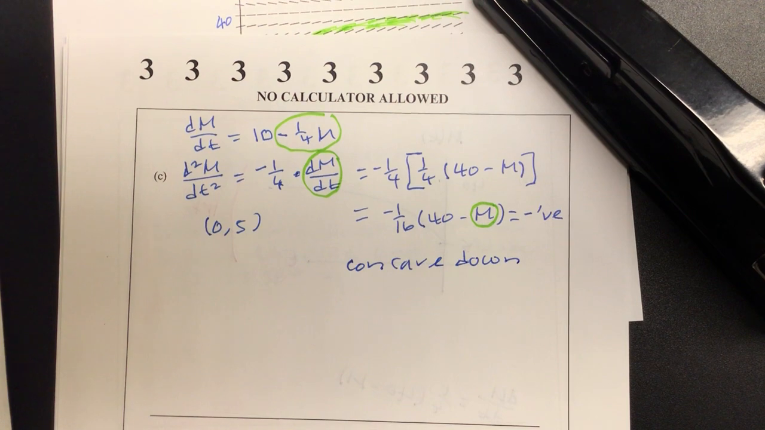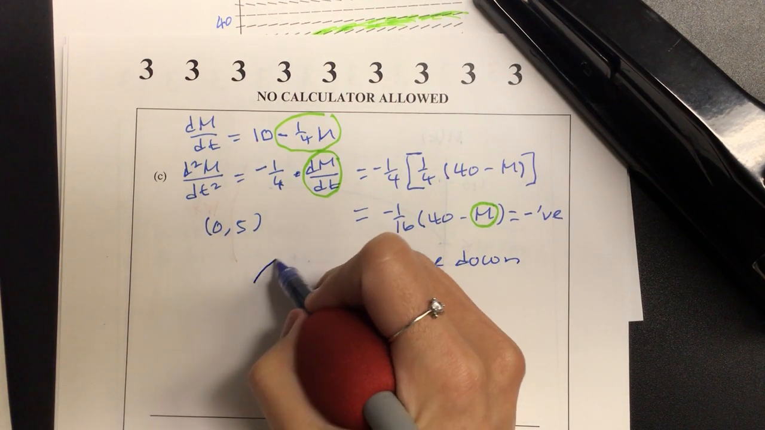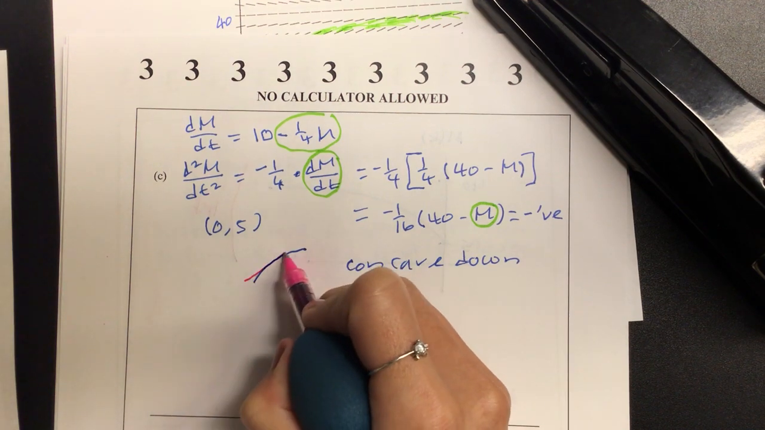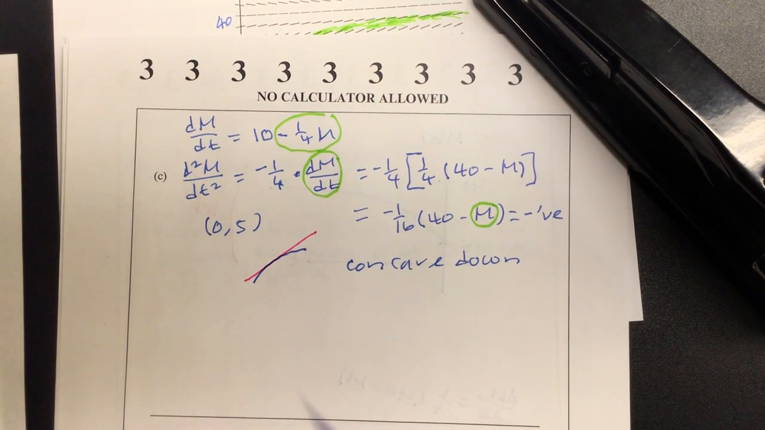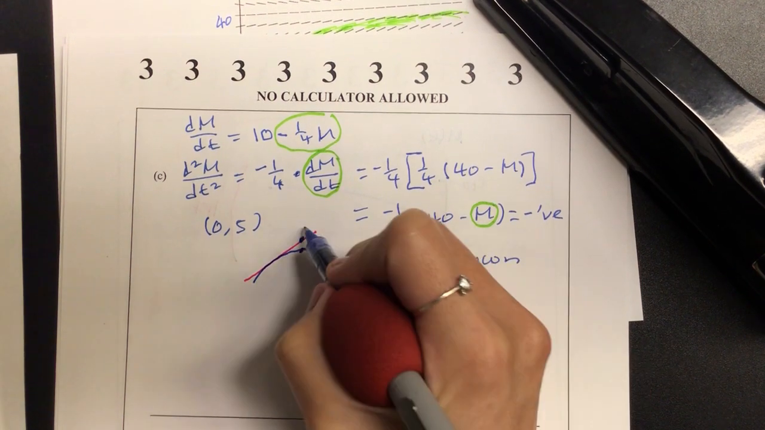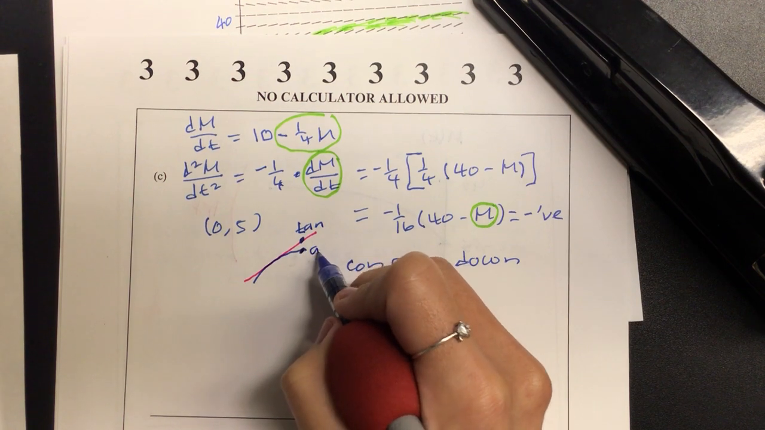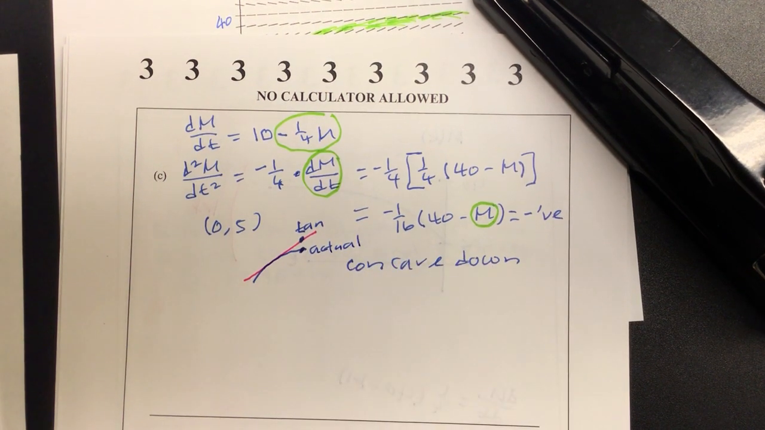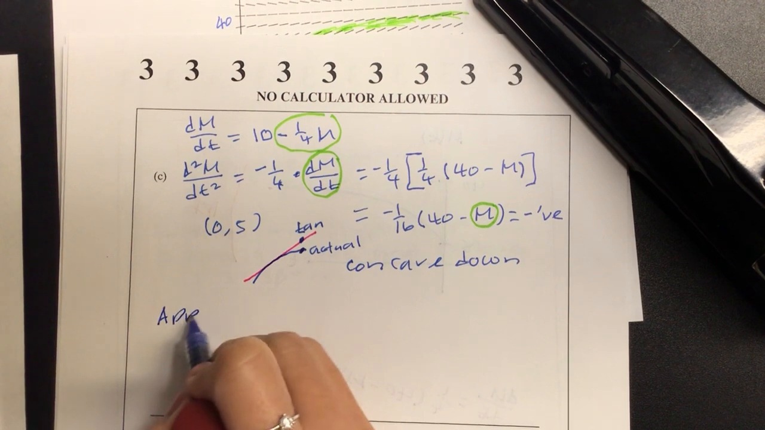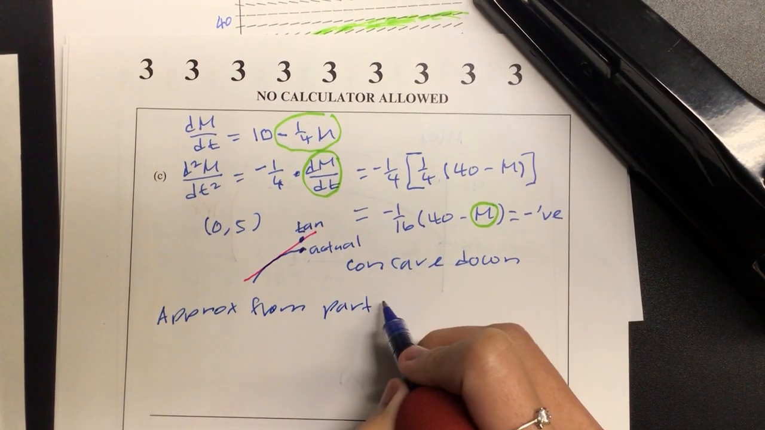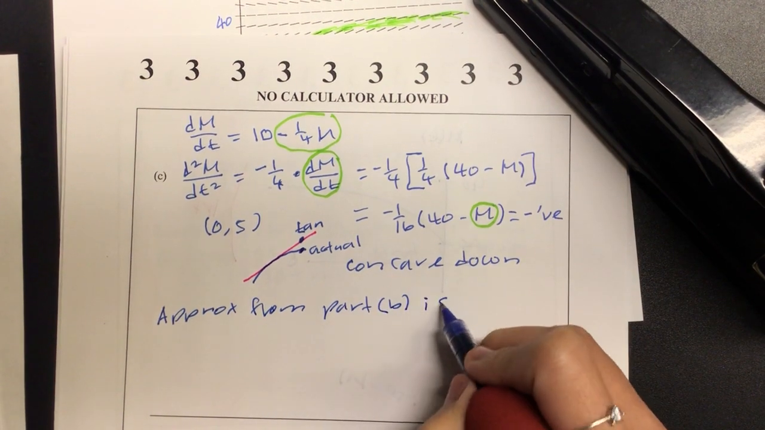And I like a visual. If you can visualize it in your head, cool. So concave down, and my tangent line was right here. So if that is the case, and I make a vertical line anywhere, here's my tangent approximation. Here's my actual. So if I use my tangent line to find it, was it an over or underestimate? Over. So I'm going to write on here the approximation from part B. You could say part B because they said part B as well. Is an overestimate.